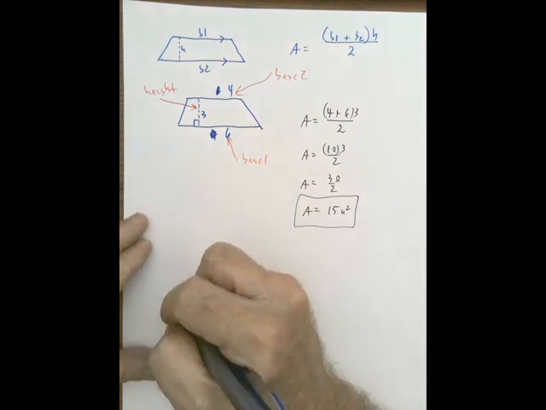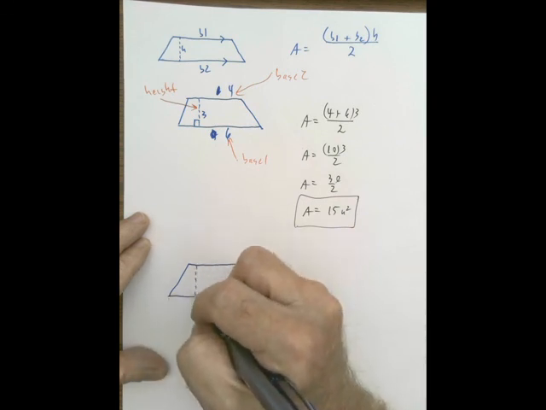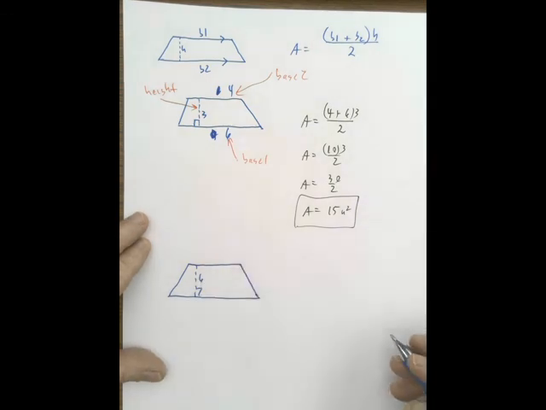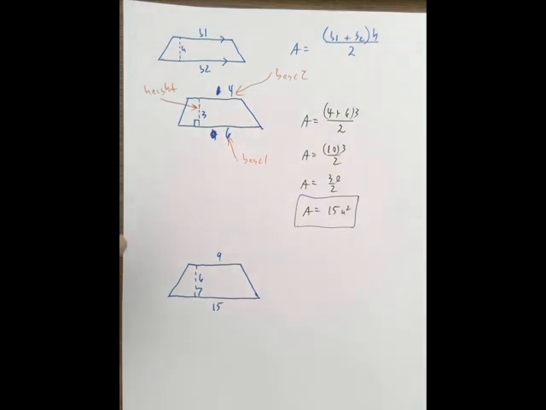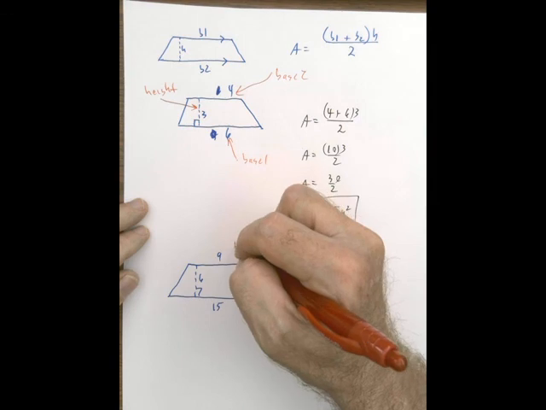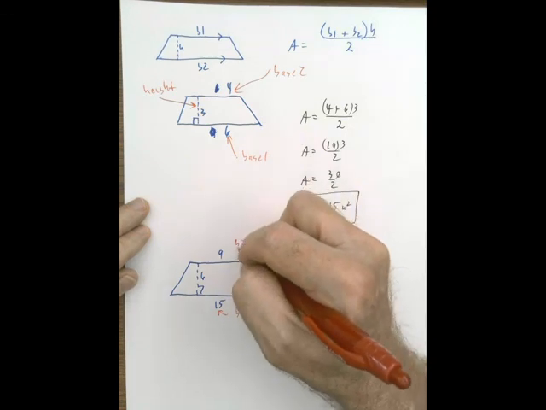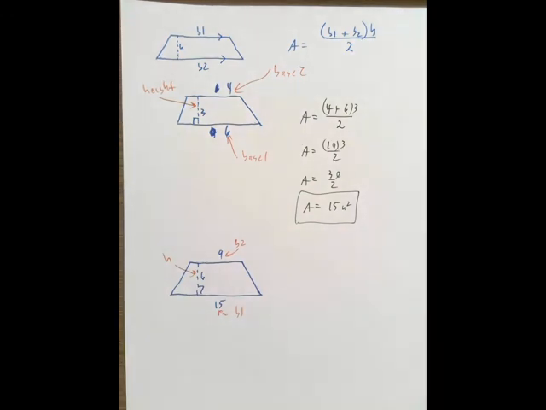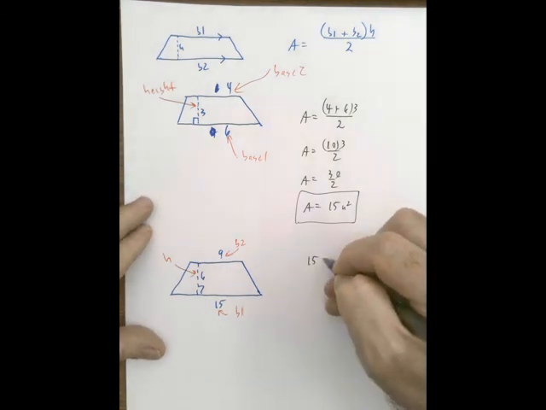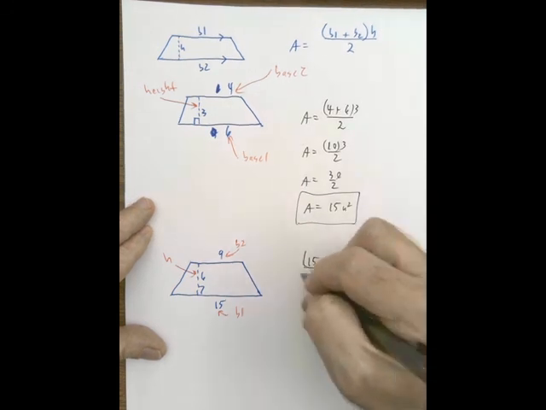Okay, so how about this trapezoid? Six will be the height. 9, and let's say the bottom base there is equal to 15. Well, keep in mind, this is base 1, although it doesn't really matter. We'll call that one base 2. And there, of course, is the height. It's the distance between the two bases. So now we plunk them into the same formula up above. 15 plus 9, in parentheses, times 6 divided by 2.